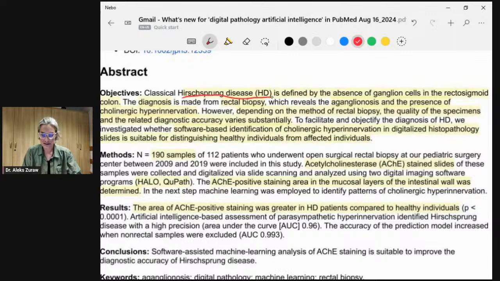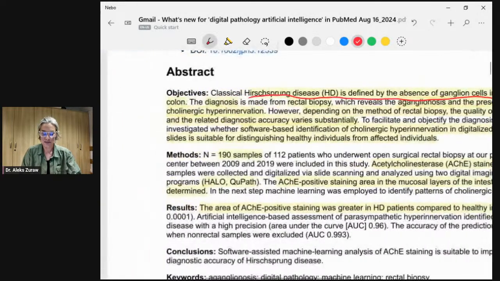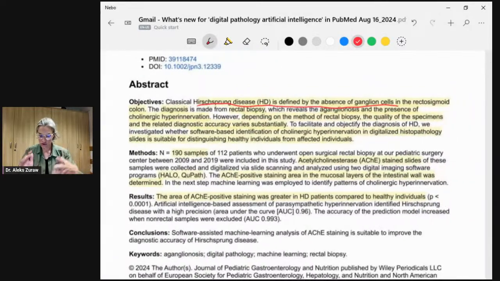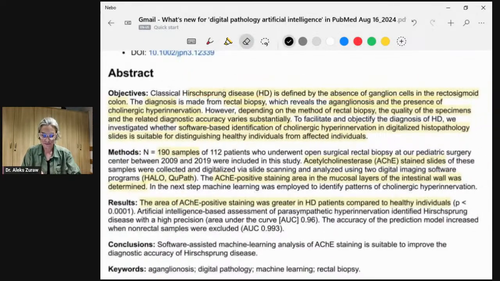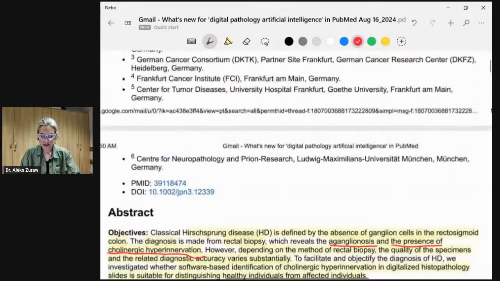So this Hirschsprung disease is defined by the absence of ganglial cells in the rectosigmoid colon, in the colon. So there are no nerve cells there. And the diagnosis is rectal biopsy. And what do they diagnose there? They diagnose lack of ganglia and the presence of cholinergic hyperinnervation. So more of these other nerves.